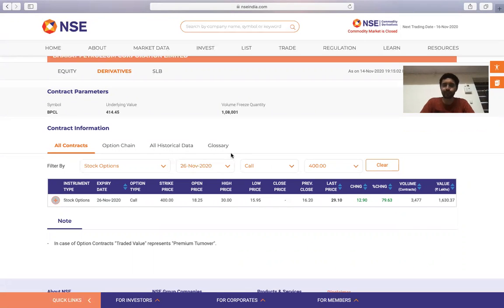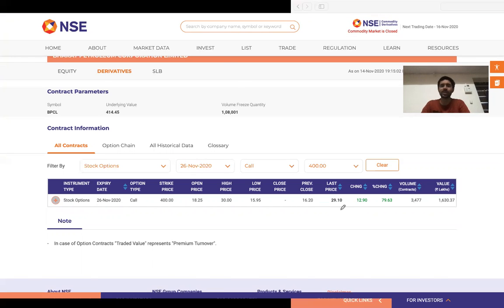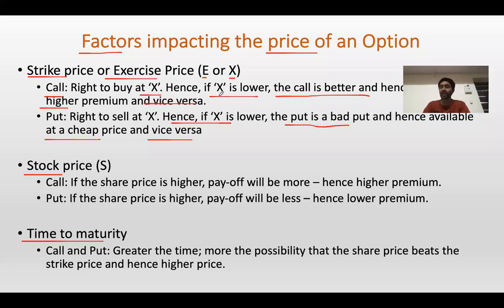Okay, so if you see, the call option whose strike price of 400 with 26th November as its expiry date has the last price of 29.1, right? This is the last price. Okay, so this is, let's say, the closing price of this particular call option. So the rule that we actually saw is, if the strike price is lower, the call option is better, and the call option actually has a higher premium.